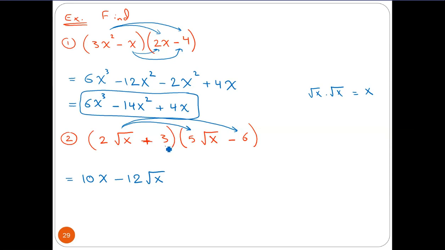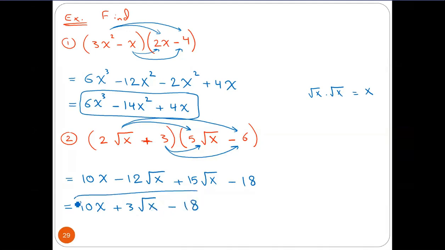Now the second term, 3 multiplied by 5 equals plus 15 radical x, and 3 multiplied by negative 6, this is negative 18. So we have 10x and plus 3 radical x minus 18. This is the final solution. Okay, any question?